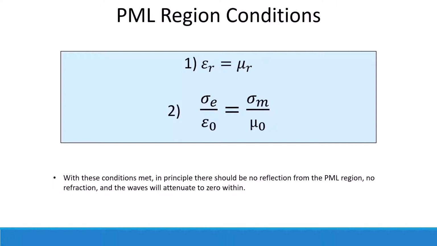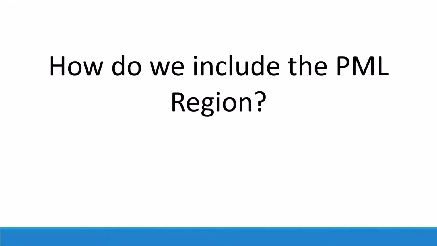So how do we include this PML region into our simulation space now? We know the parameters that we have to implement and how to control this, but how do we actually put it into our FDTD simulation? The answer is we put them into Maxwell's equations. So we modify Maxwell's equations to include the PML conductivities.